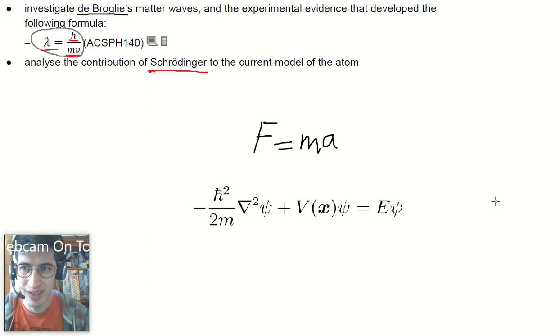So, analyze the contribution of Schrödinger to the current model of the atom. He gave us the equation that describes the motions of, or describes the waves of the electrons more accurately than had ever been done before, which allowed us to then extrapolate and understand a lot more about the universe and everything in quantum physics.